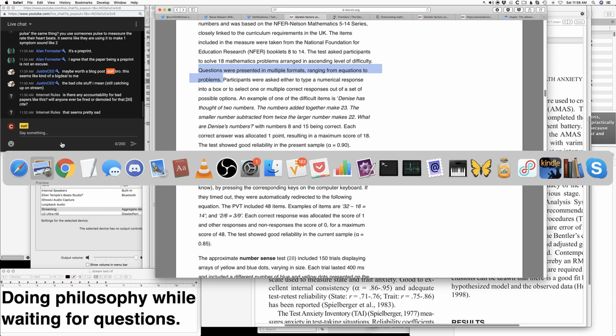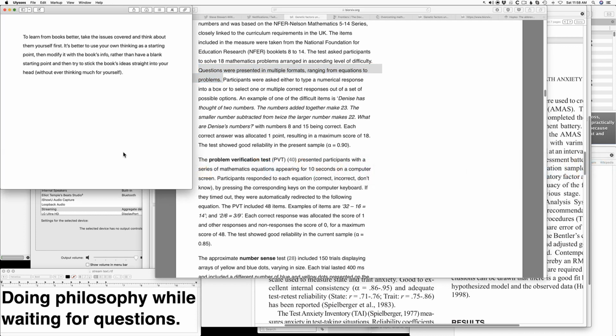So x plus y equal 23, and 2x minus y equal 22, and x greater than y.